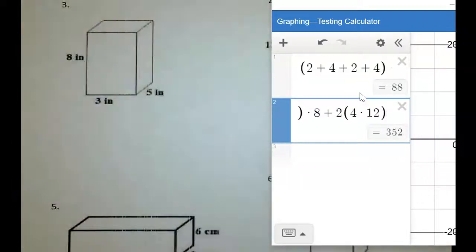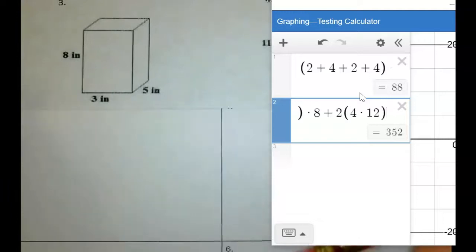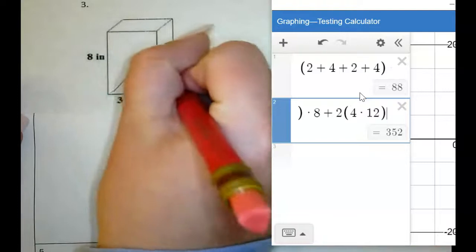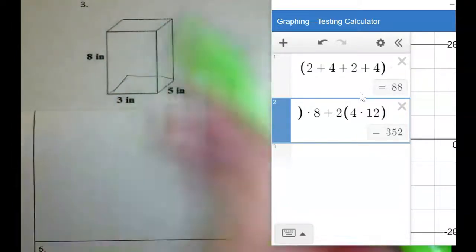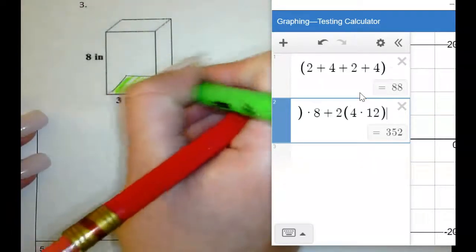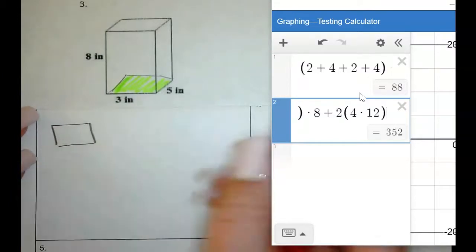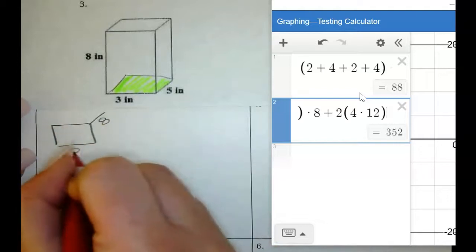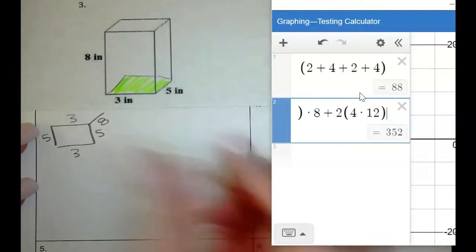I'm going to fold my paper. All right, here's box number 3. We're going to draw and label the base. Remember, it doesn't matter. You really could use the side if you wanted. I just like to use the bottom. So I'm going to draw a rectangle with the height and label everything: 3, 3, 5, 5.